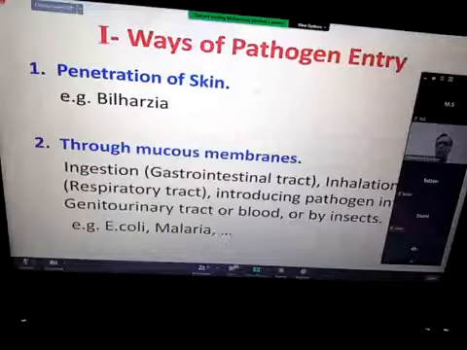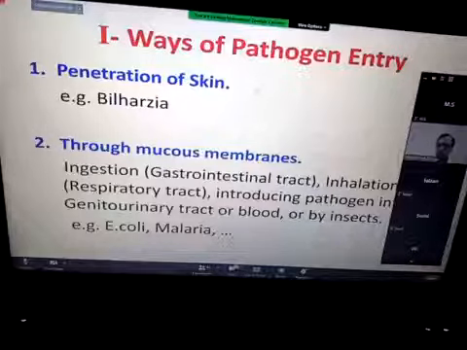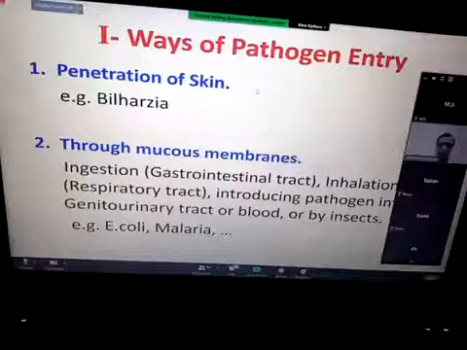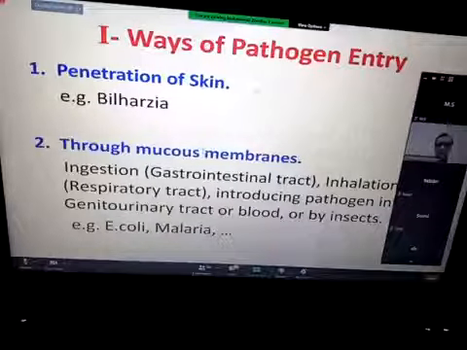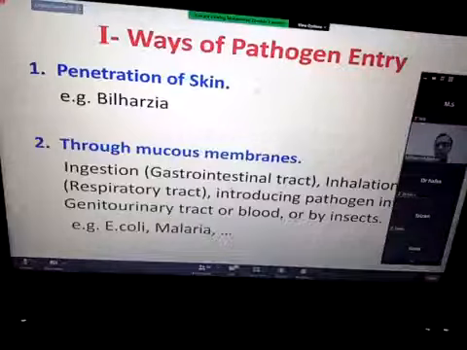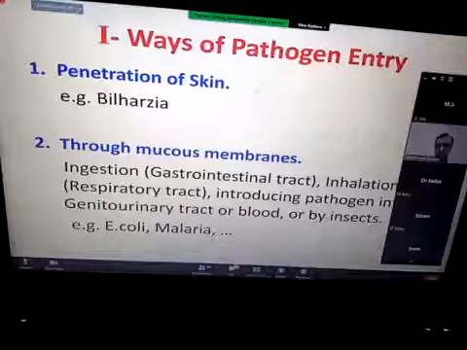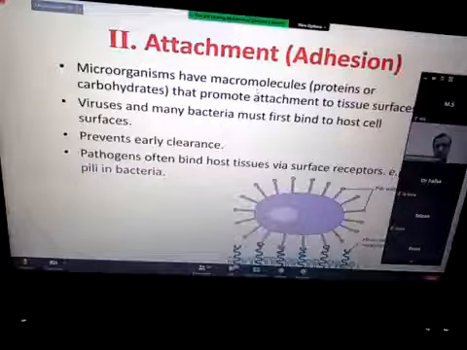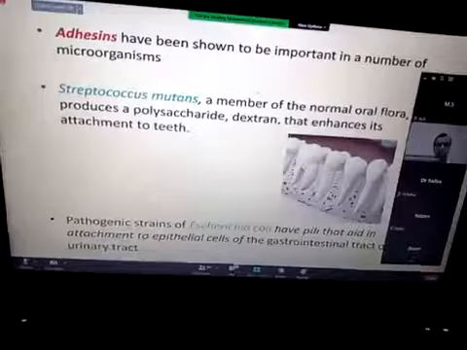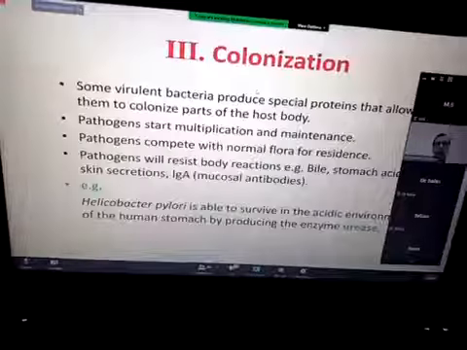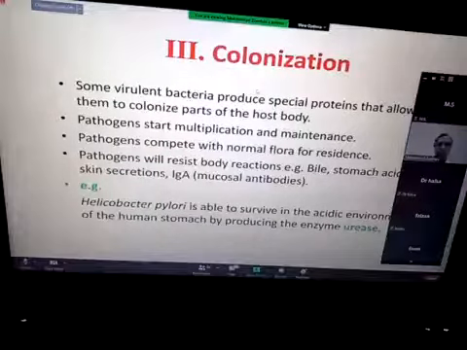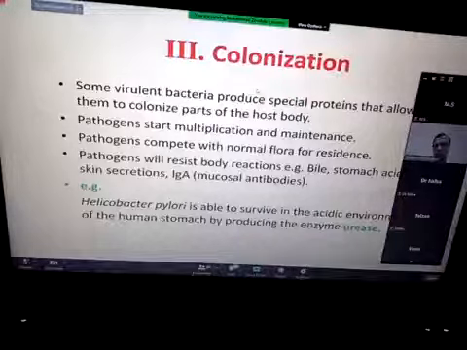The pathogen can intrude through many routes. It could intrude through skin penetration, or through mucous membranes, like ingestion, inhalation, through the genitourinary tract, or through different vectors like a mosquito bite. Again, as I told you, different factors help it in attachment. And it gets colonized by different factors, in different environments. For example, we have a very good example, H. pylori.